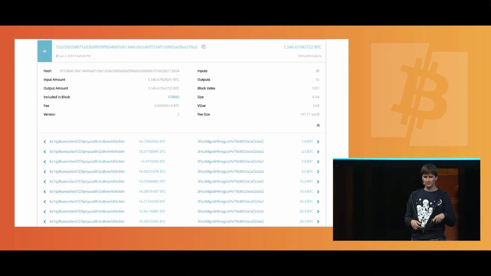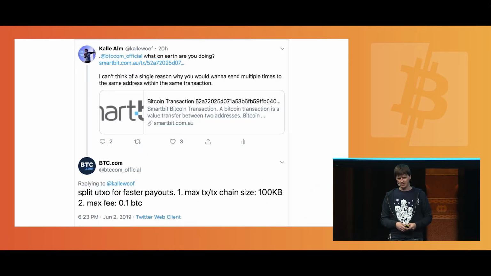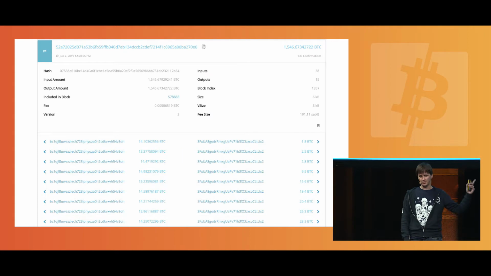So I looked at who made this transaction, and it turns out it's btc.com. So I asked btc.com, what are you doing? And they said, we're splitting UTXO for faster payouts. So they're saying that there's a max transaction per transaction chain size, and there's a max fee. I don't know what they mean by max fee, but anyway, they're doing this because if they don't, they run out of outputs. That still doesn't explain why you would bunch a bunch of inputs from the same transaction, but that's what they're saying anyway. So there's that.